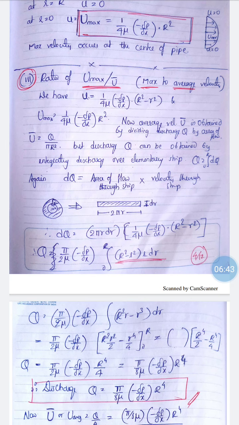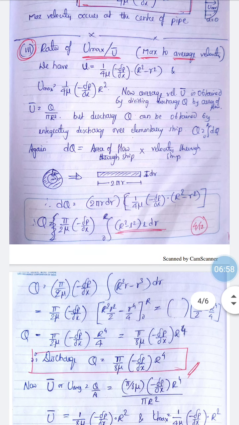So to find this, we will use the same equation that we have derived for velocity. We have small u is equal to so and so. When I substitute small r as 0, I will get u max. Now to get the average velocity, we have to find the total discharge through the pipe divided by the cross section area of the pipe, which is pi r square.